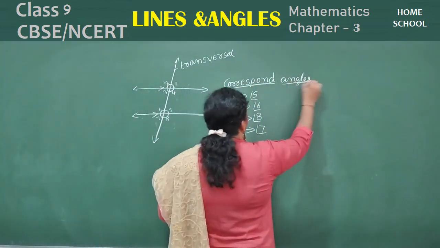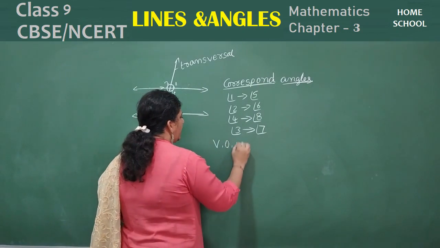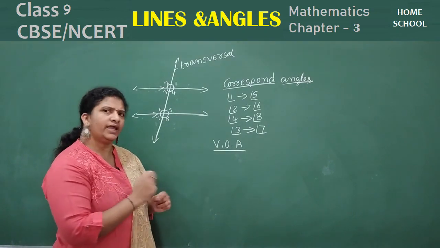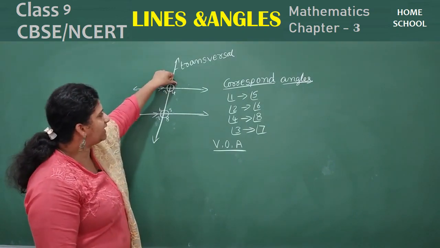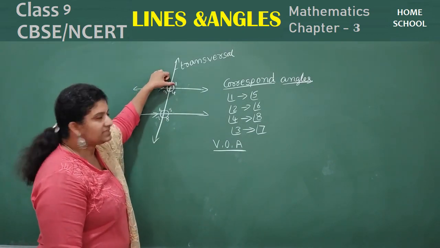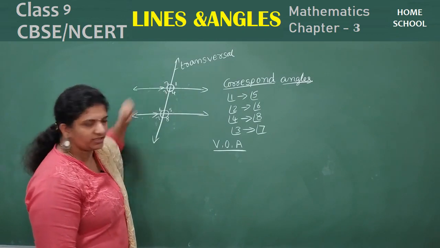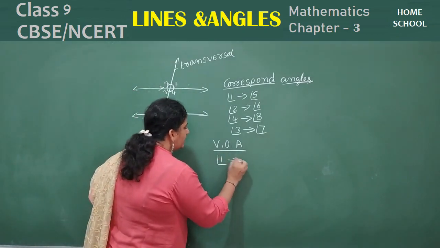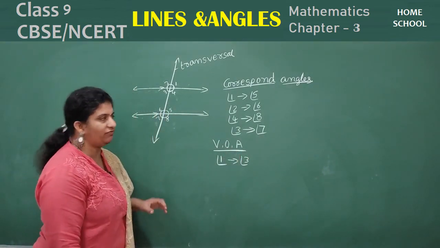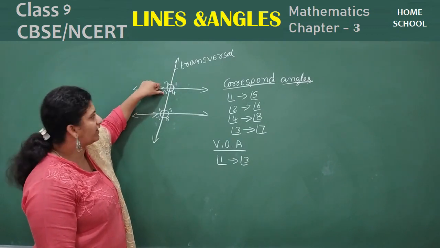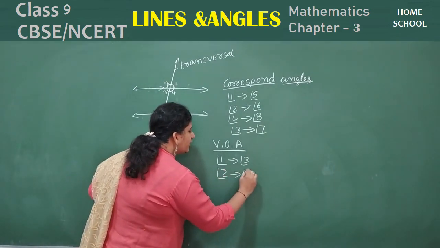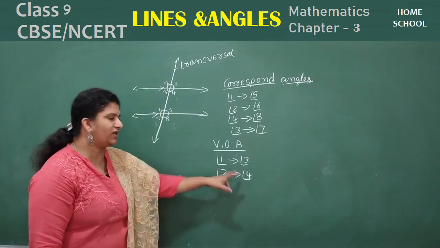Next angles are VOA. What is VOA? Vertically opposite angles. Look here, children. Angle 1. This angle is opposite to this. That is, angle 1 is opposite to angle 3. What are vertically opposite angles? Identify the pairs. Angle 1 opposite to angle 3. Angle 2 opposite to angle 4. So you can say it in reverse also, children: angle 3, angle 1, angle 4, angle 2.